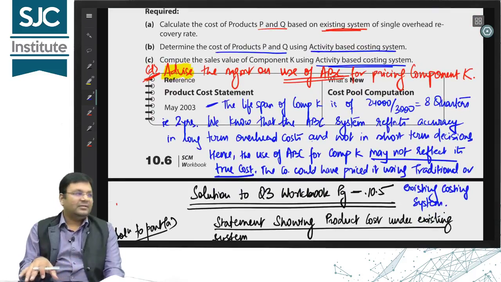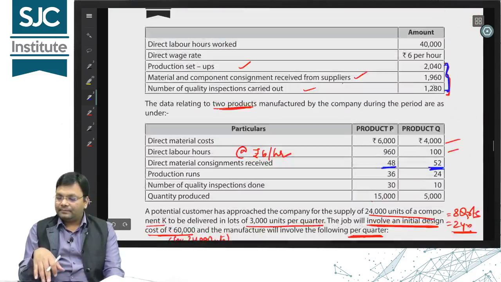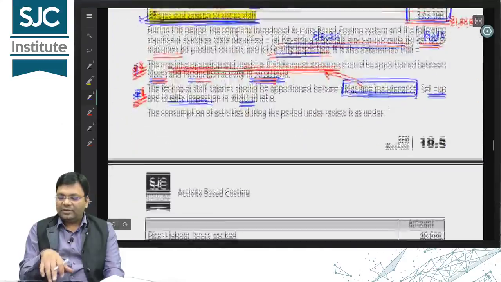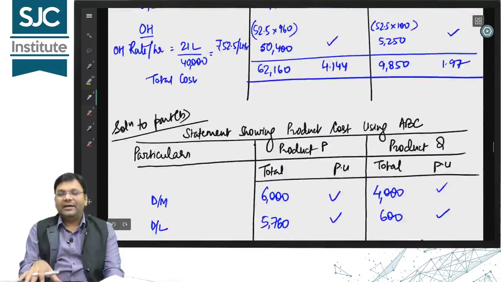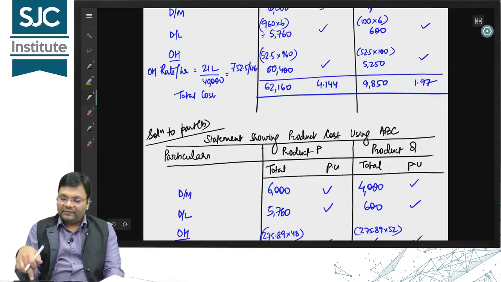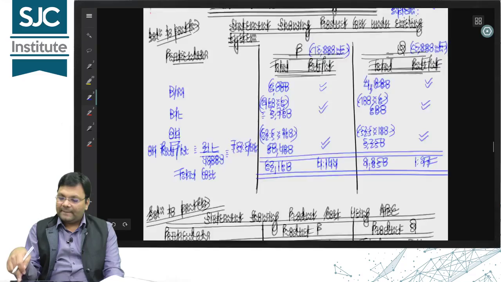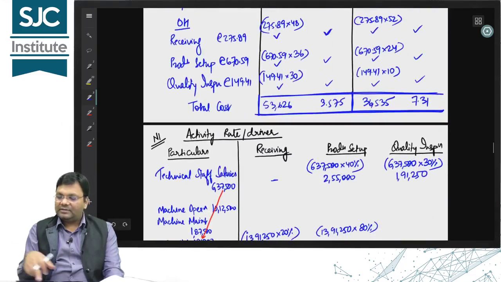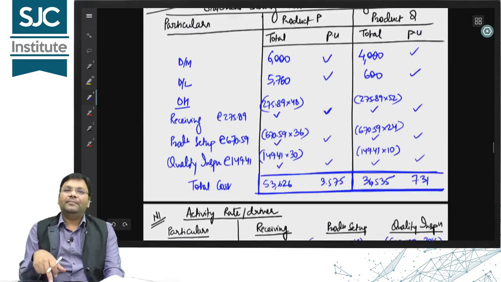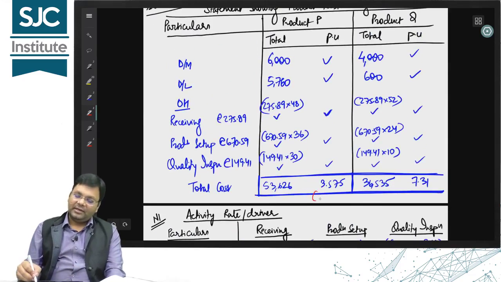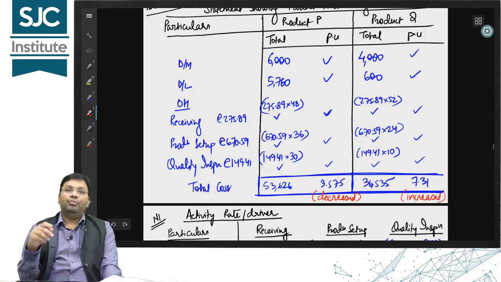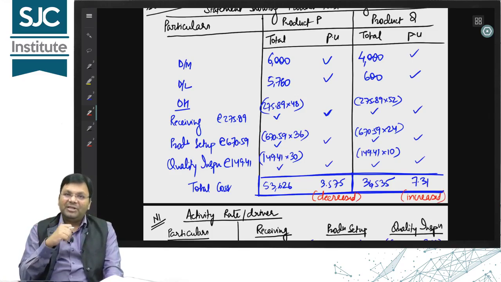So this was the idea. Sometimes you also get a question like this, that will ask you to compare the cost of traditional and activity based costing. So if you compare, product P's cost is lesser in ABC and product Q's cost is very high in ABC as compared to traditional. So this has decreased and this has increased. So what does this mean? That Q is using more of our resources than P, which is reflected by ABC.